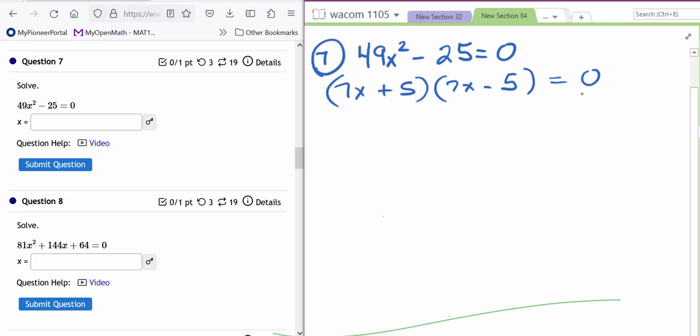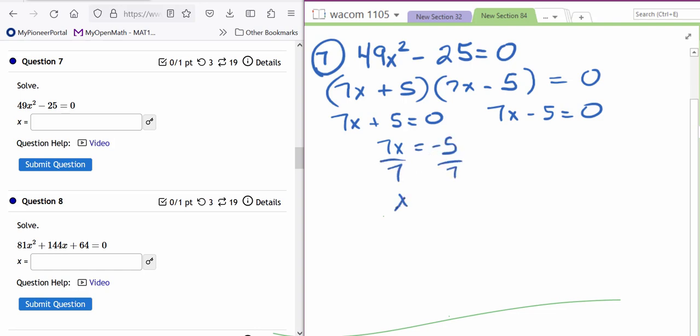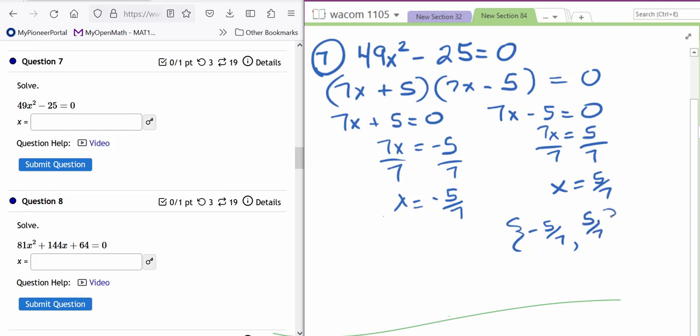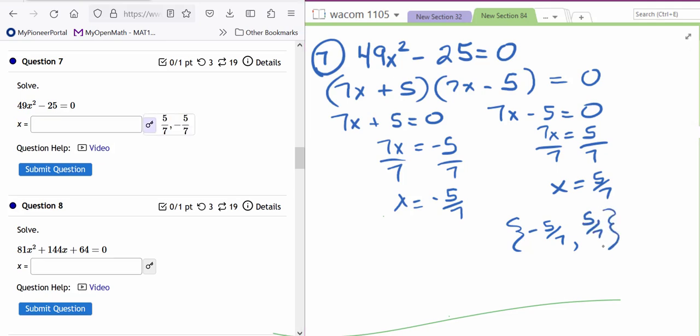So now you're set, and for this one, we'll just set equal to 0, and this one just set equal to 0. So we're going to subtract 5 and divide by 7. So x equals negative 5/7, and this one we add 5 and divide by 7. So x equals 5/7 and negative 5/7. Good.